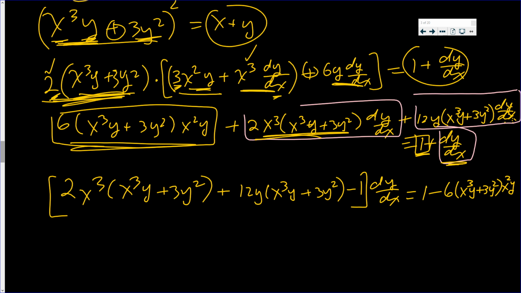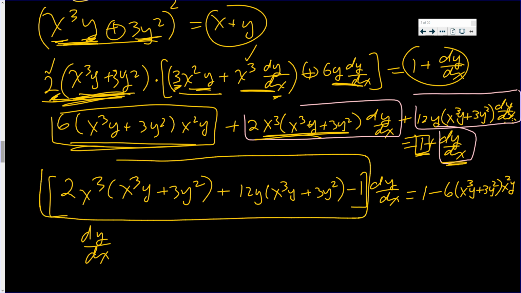Okay, so the answer is very clear now. dy dx, I'm just going to divide both sides by this mess. It's going to equal the right side, 1 minus 6 times, I'm going to say x squared y first, times x cubed y plus 3y squared. And all of this is over this mess.